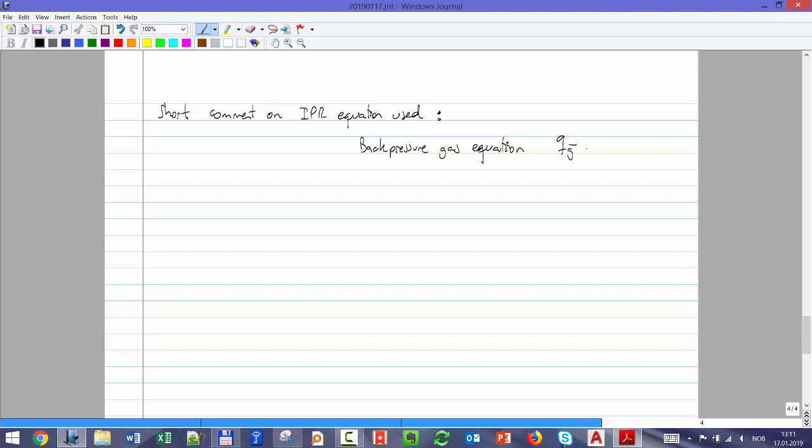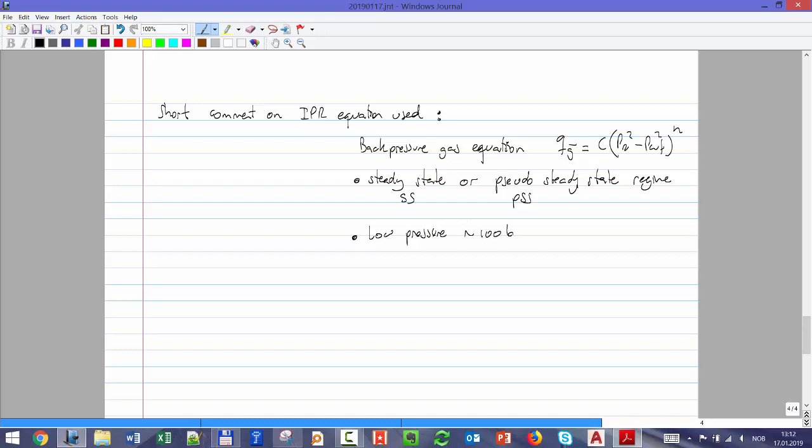So this equation, there are a few limitations for that. Okay, IPR, and one of them is that I have to be either in the steady state or pseudo steady state regime. Sometimes people use SS or PSS. And the next limitation is that it is an equation for low pressure, and low pressure might be something around 100 bar. So I shouldn't be able to use it for our case. Our reservoir pressure was 270, but we did it anyhow. So just be aware of that complexity.